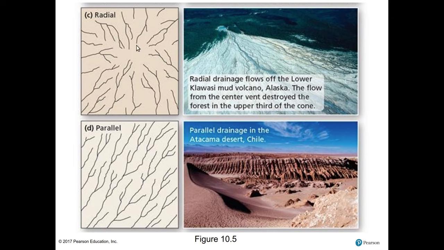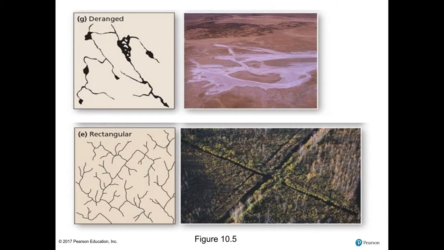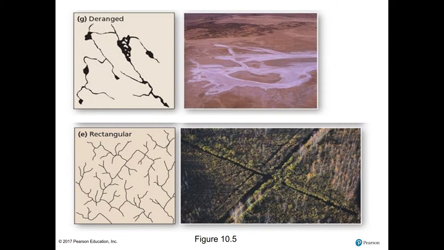Radial, off of a central peak. Parallel, where the slopes are very, very steep. We'll look at that in Northern California. There are some great examples of parallel drainage. Here we've got radial drainage again, flowing off of a volcano. Deranged in areas where the topography has been disrupted, for example, by continental glaciation. Rectangular, where there's faulting. Rectangular drainage is what you would expect if there's been faulting.